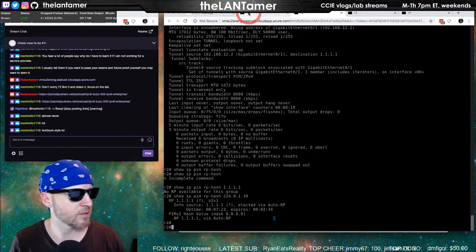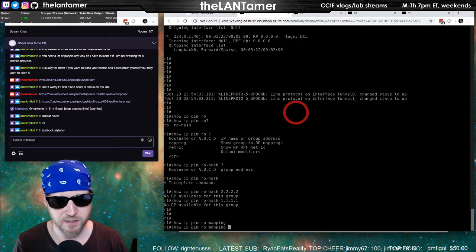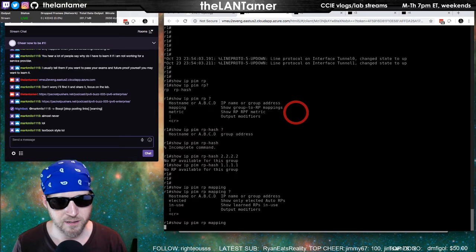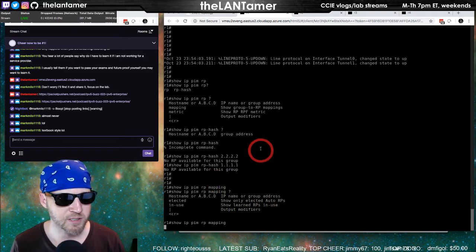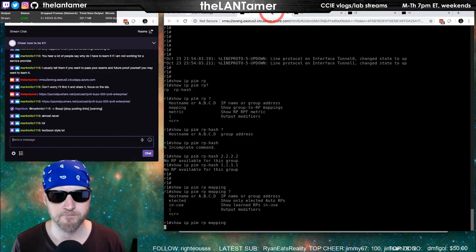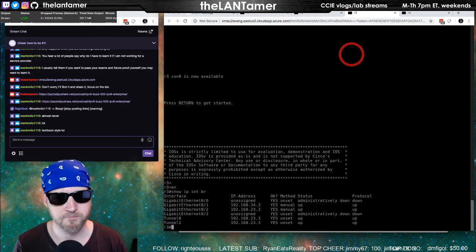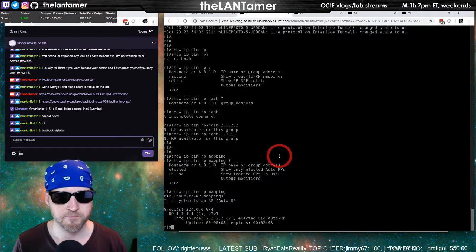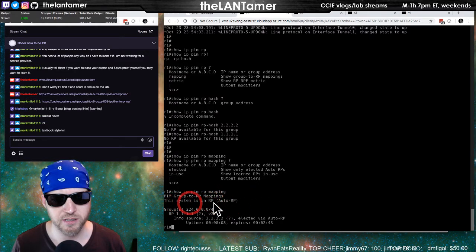But we can do show IP PIM RP mapping. Show learned RPs in use. Show only elected auto RPs. Okay, that's taking a while to run as well. There we go. PIM group to RP mappings. This system is an RP. Group 224.0.0.0/4. There it is.